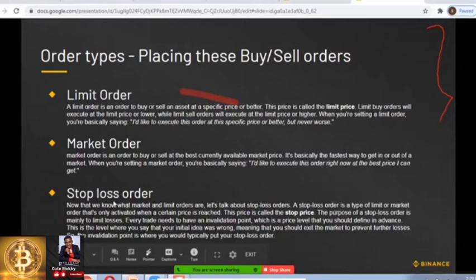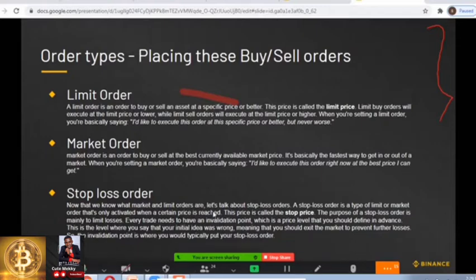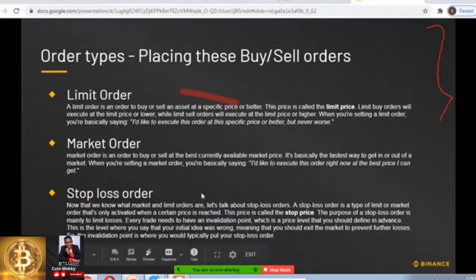Now we have another one called stop loss order. Now this is used to limit a trader's loss when it comes to trading. Now remember, trading is not only juicy. You can also experience losses, but you can use the stop loss order to limit your losses in case the market is going against you. So the purpose of the stop loss order is mainly to limit losses.